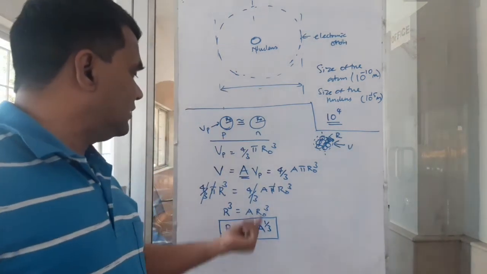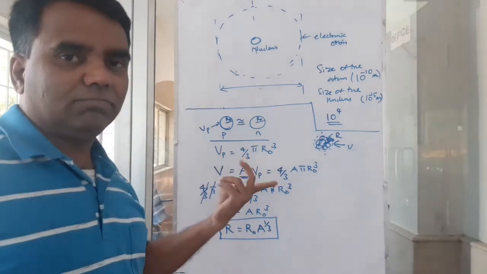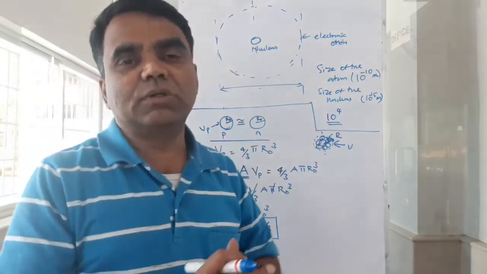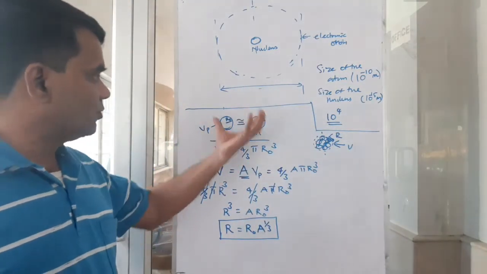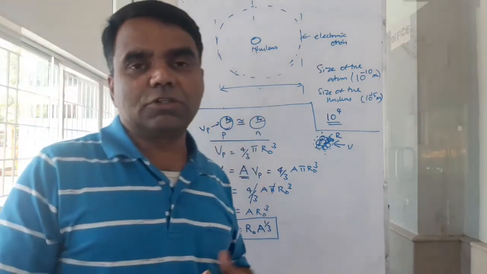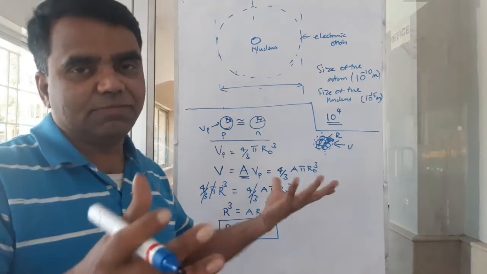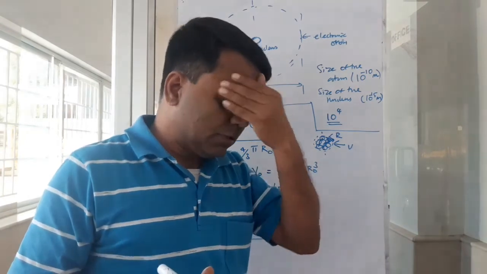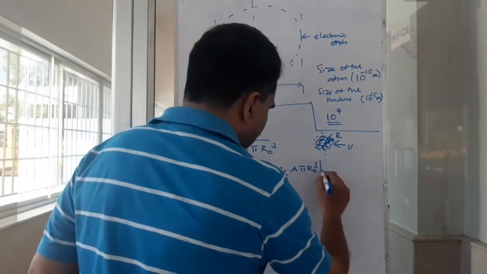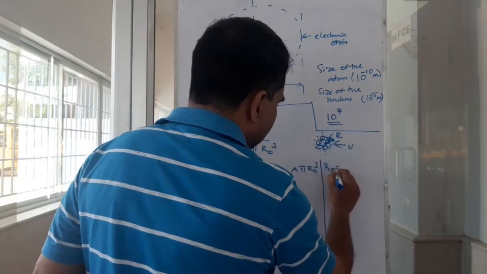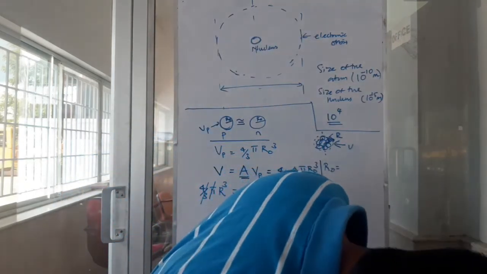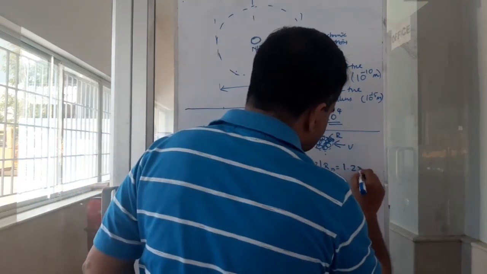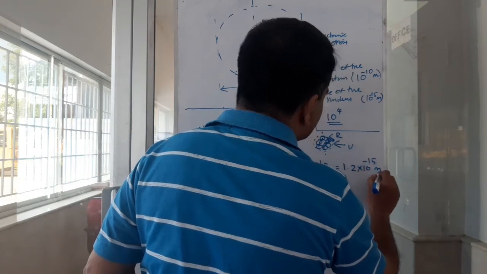Okay. So if you know R naught, then I can find the radius of any nucleus, because the nucleus is going to be made up of protons and neutrons. If they have the same size, then this equation should work. So this radius R naught is equal to 1.2 into 10 to the power minus 15 meters. So that's what we found, right?